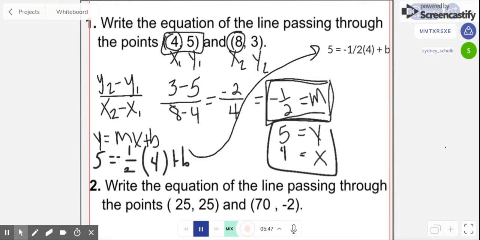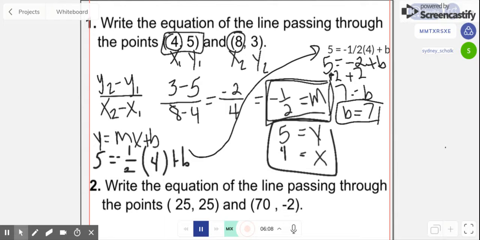Well, first, negative 1/2 times 4, half of 4 is just negative 2, plus b. That's what's left on the right side. And on the left, we just have that 5. I'm going to go ahead and add 2 to both sides, and I get b equals 7. I can rewrite it with my b coming first. This is just like what we did yesterday.